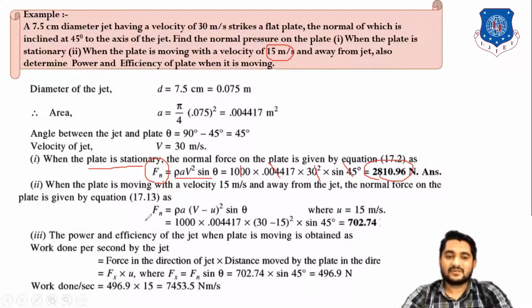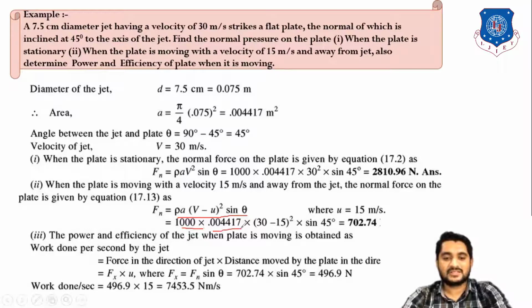In the second case, when the plate is moving, then we have to consider v minus u instead of v. So similar example, Fn will be rho a v minus u square sine theta. That means Fn will be 1000, area is given, velocity, that means capital V, velocity of jet 30, small u, that means velocity of blade 15, and theta is already given. So in the second case, Fn will be 702.74 Newton.